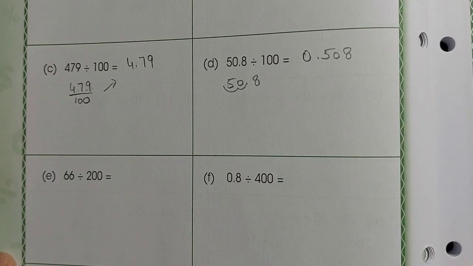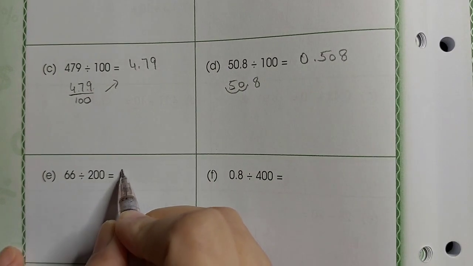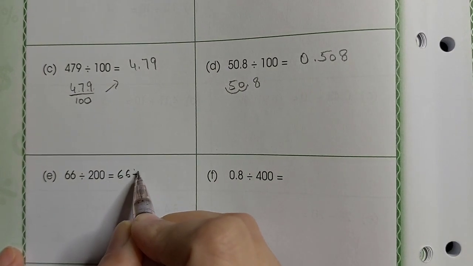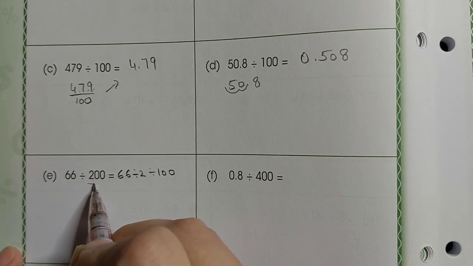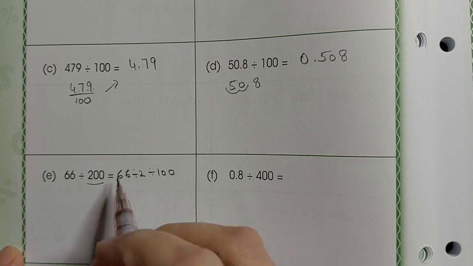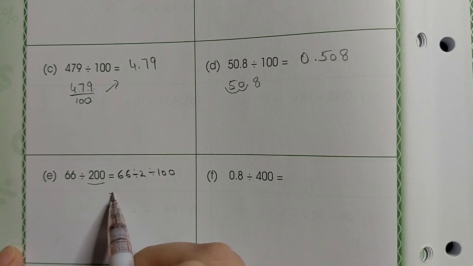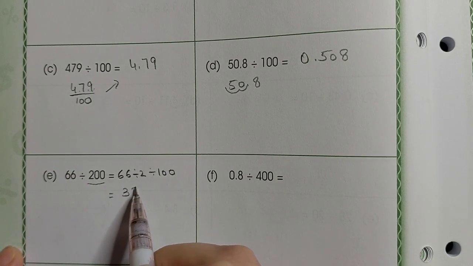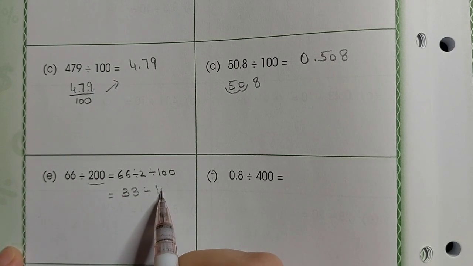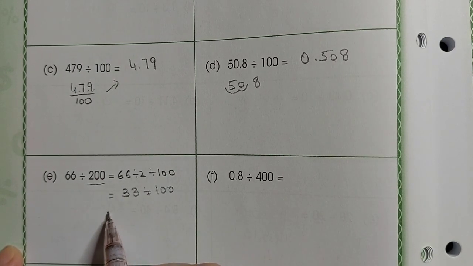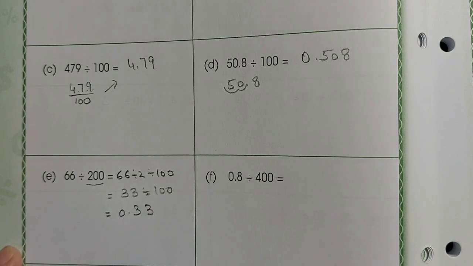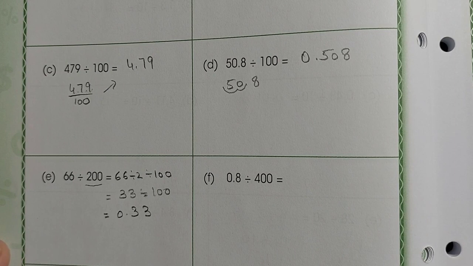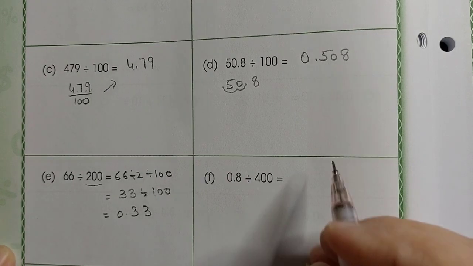Now come to part E. Okay, part E is 66 divided by 200. So what we have to do, first of all, 66 divided by 2 divided by 100, because we have to split this multiple of 100. So it will become what? When you divide 66 by 2, it will become 33 divided by 100. And we have to move 2 decimal places. It will become 0.33.